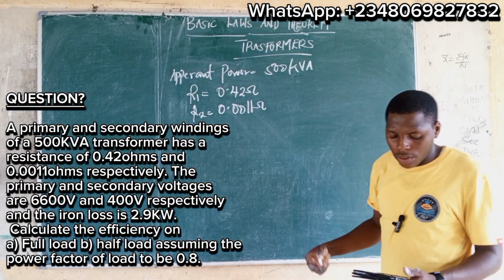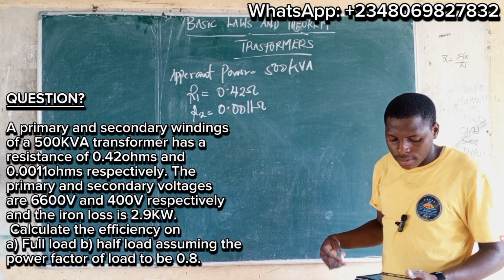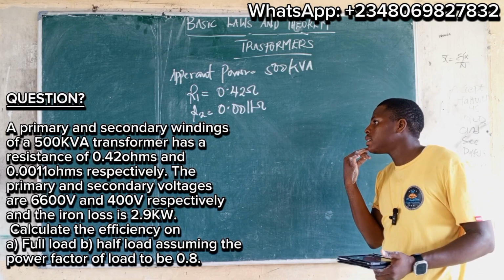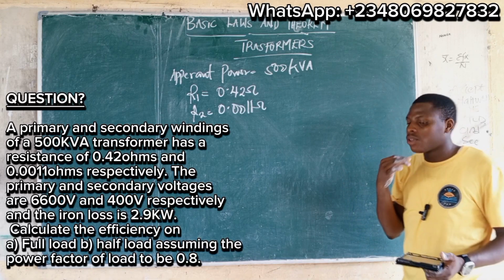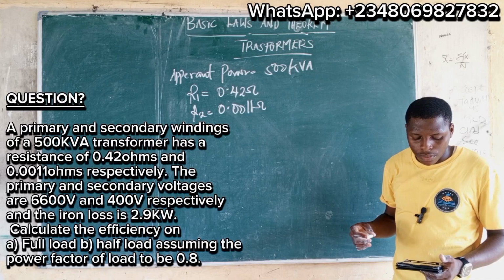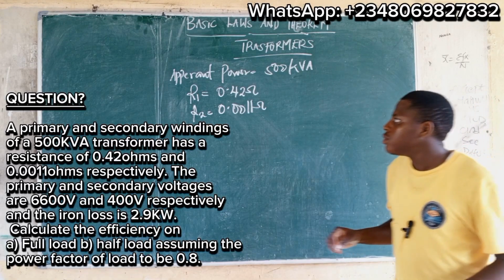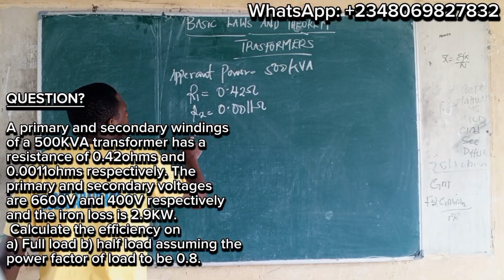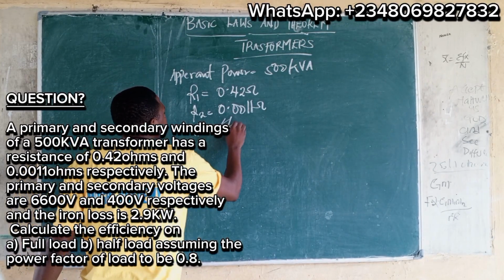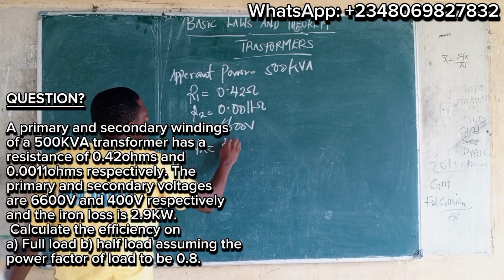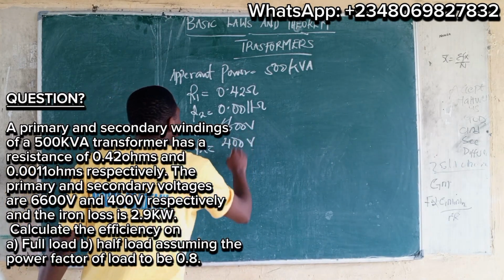The primary and secondary voltage are 6,600 volts and 400 volts respectively. So we are given V1, which is our primary voltage, to be 6600 volts, and V2 to be 400 volts.